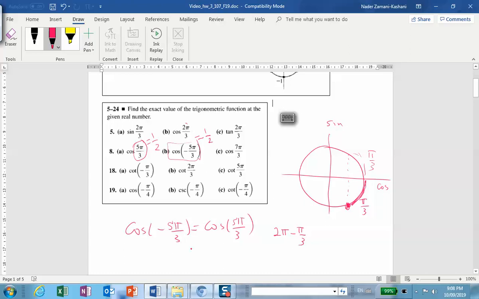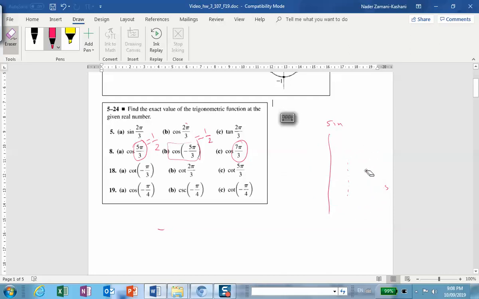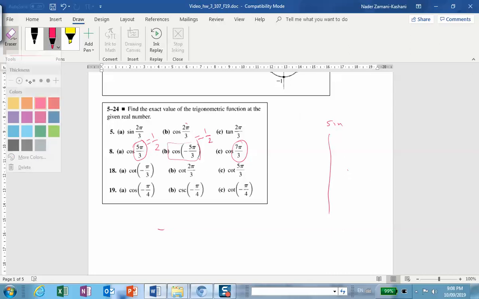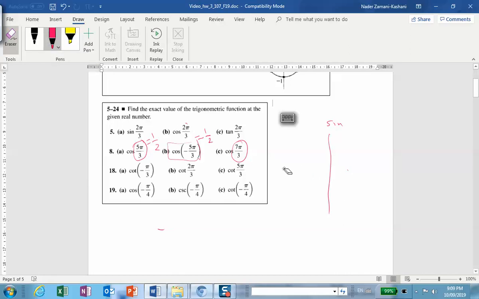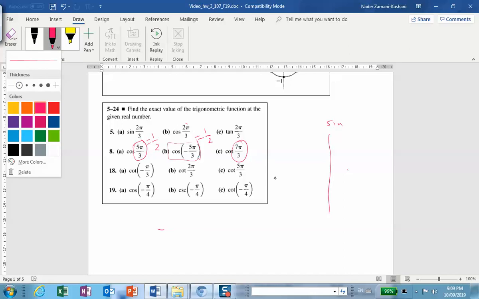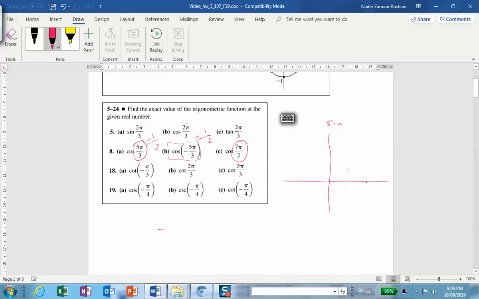Now, this is cosine of 7 pi over 3. So let me erase all this stuff, because we're now interested in 7 pi over 3. I'm going to redraw the unit circle. Okay, there's the unit circle. And there we are interested in 7 pi over 3.